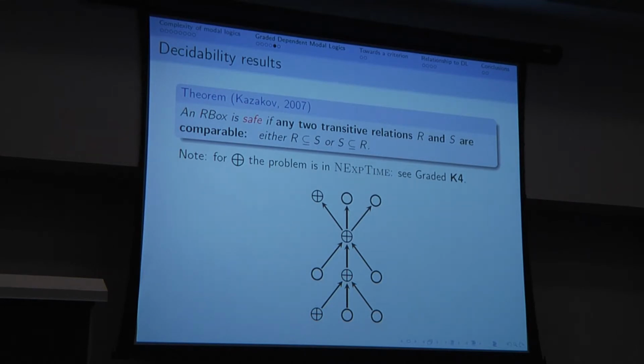And the complexity for one transitive role: if we have an RBox which says transitive R, just one relation, so we have the unimodal logic of a transitive relation in the graded modal language, then the problem will be discussed next time. It was on one of the first slides.